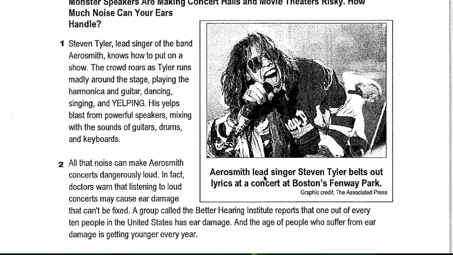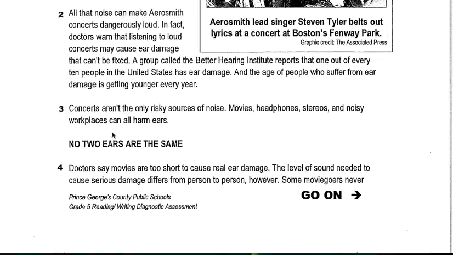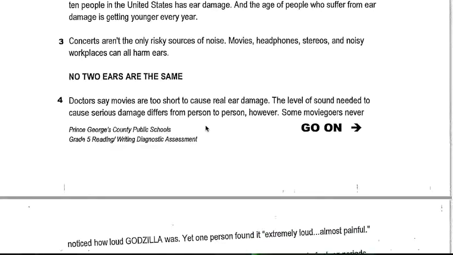Aerosmith lead singer Steven Tyler belts out lyrics at a concert at Boston's Fenway Park. Concerts aren't the only risky source of noise. Movies, headphones, stereos, and noisy workplaces can also harm your ears.